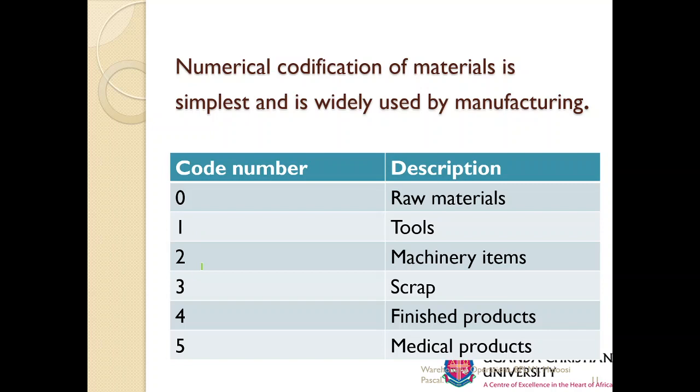Machinery items will be 2. We also know that machinery items are many because a machine is made up of different components. So here we shall start with the 2, and then we have to make provisions for all the others that follow.